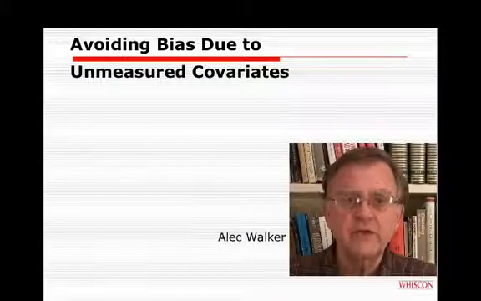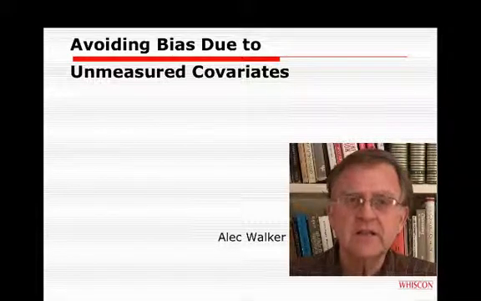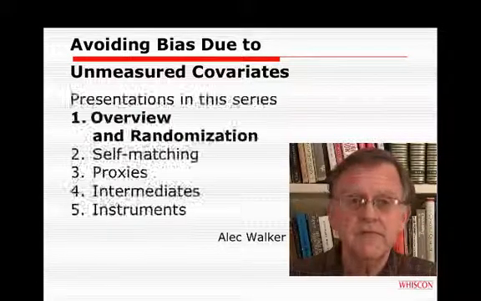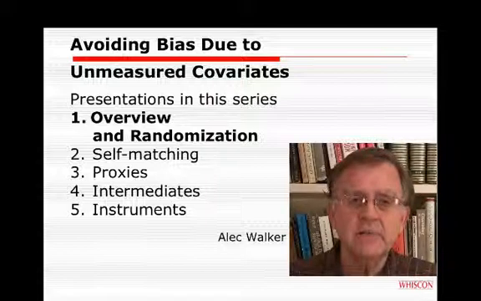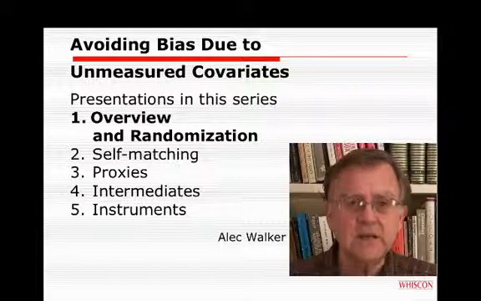Confounding by unmeasured covariates can destroy observational studies. In this series of talks, I'll lead you through study designs that can keep unmeasured covariates from becoming unmeasured confounders. In this first presentation, I'll give an extended example of unmeasured confounding, and I'll look at the one study design that's guaranteed to be free from it, the randomized trial.